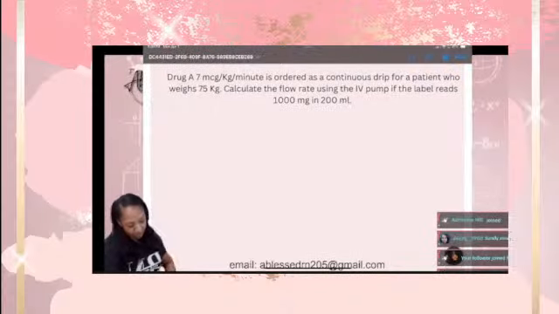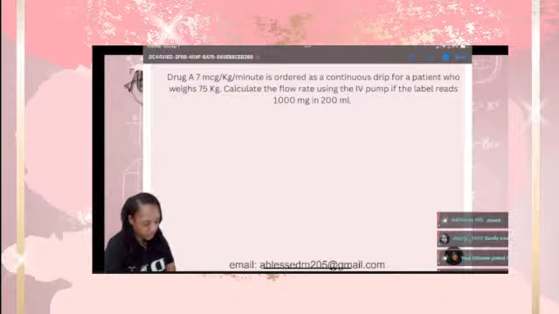Drug A, 7 micrograms per kilogram per minute, is ordered as a continuous drip for a patient who weighs 75 kilograms. Calculate the flow rate using the IV pump if the label reads 1,000 milligrams in 200 mLs.